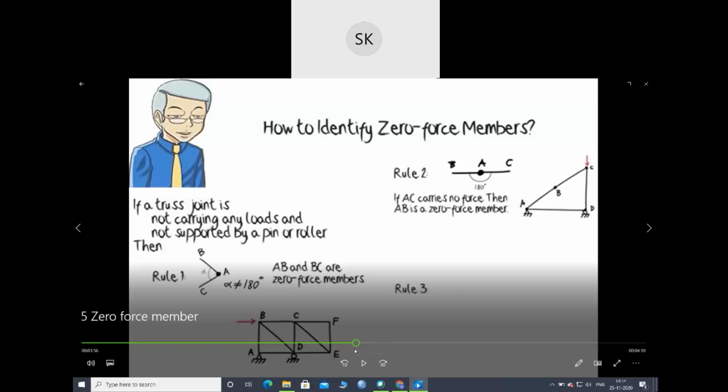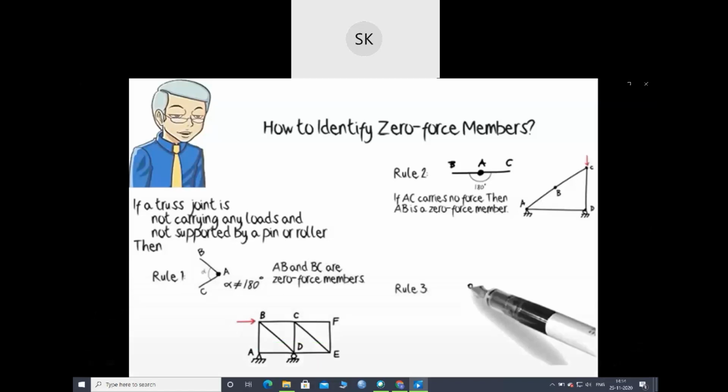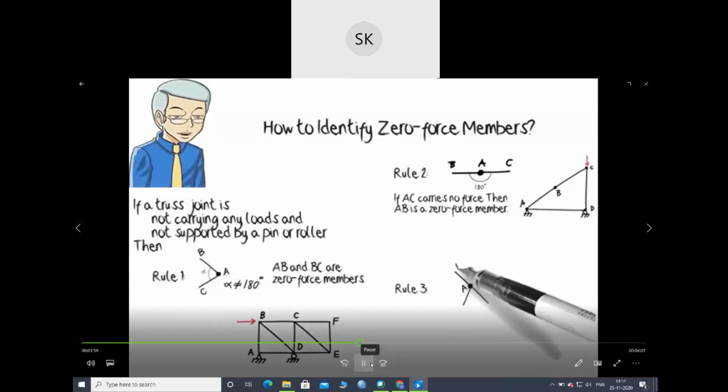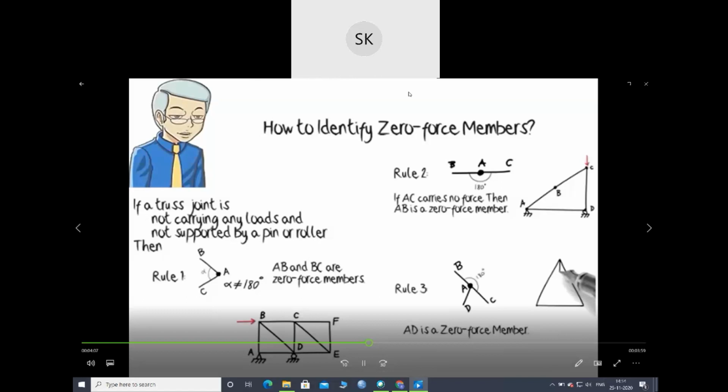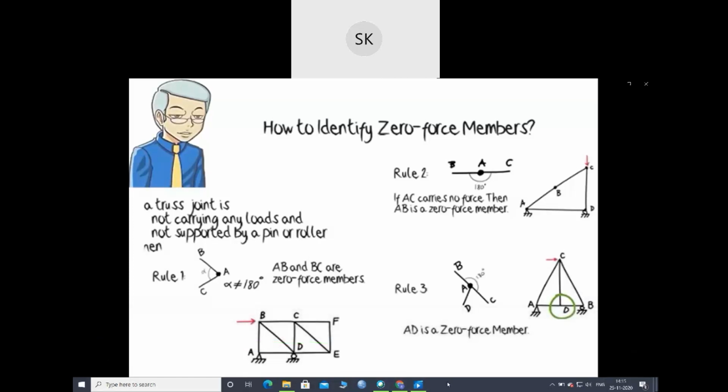Now let's move to Rule number 3. Rule 3: if a joint connects three members only and two of the members are collinear, then the third one is a zero force member. Here, joint D connects three members. Two of the members are collinear, therefore CD is a zero force member.